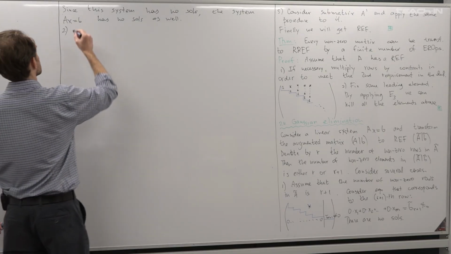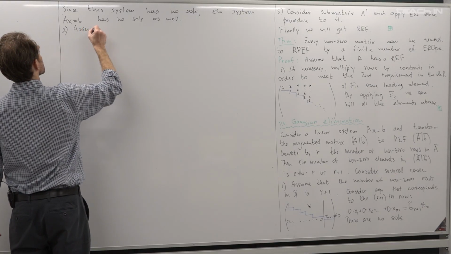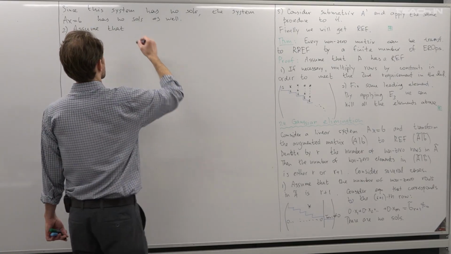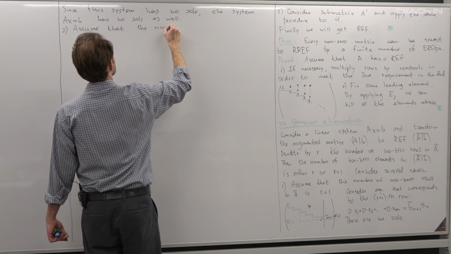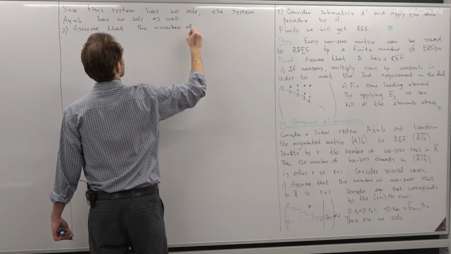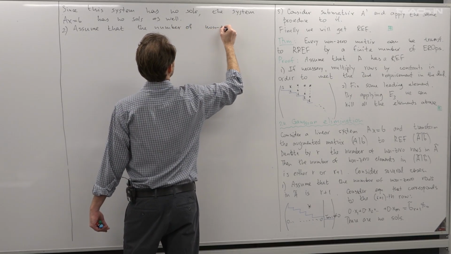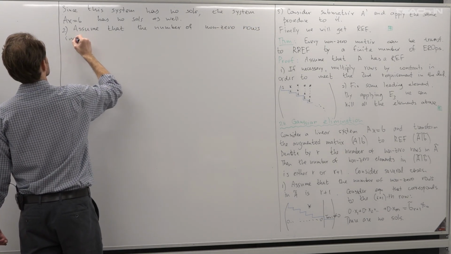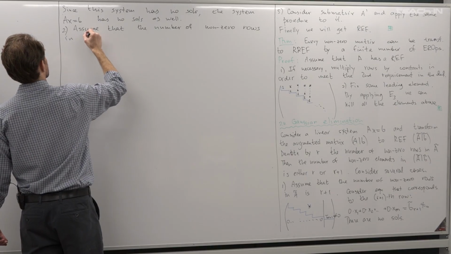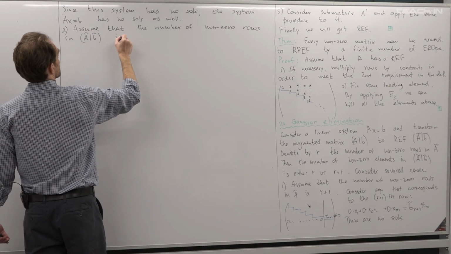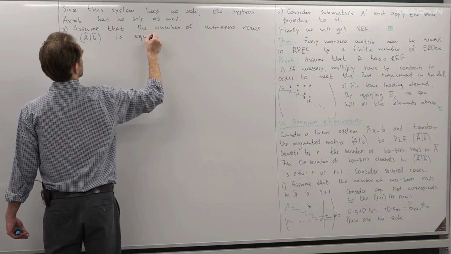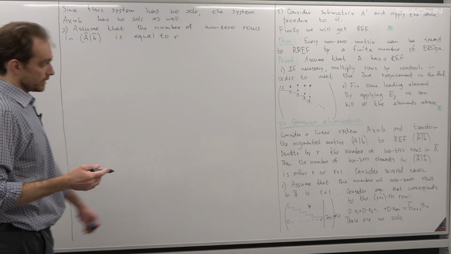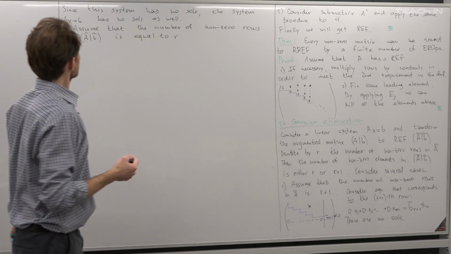Okay, now assume that the number of non-zero rows in the augmented matrix is equal to r, so these numbers coincide, so we do not have this extra step there.